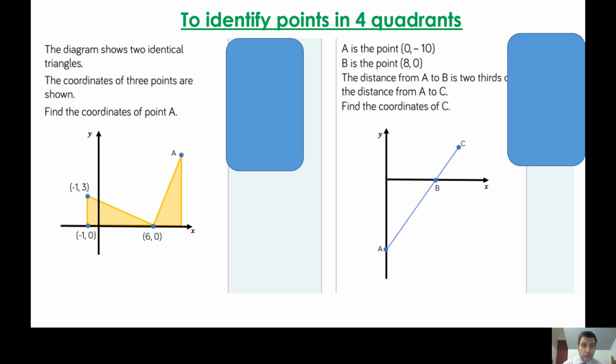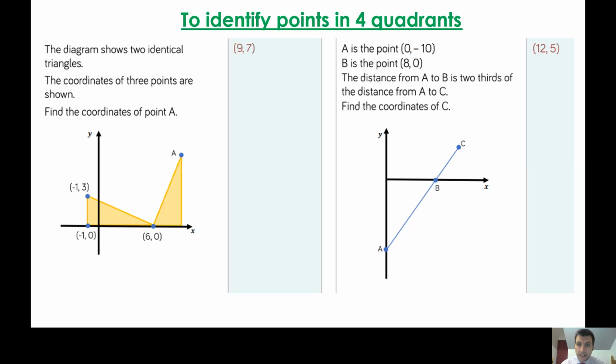So if we see the diagram's got 2 identical triangles, the coordinates of 3 points are shown, so we can hopefully see there that we've worked through that it's 9, 7. Hopefully you got that. Maybe you found it more challenging. The information for the second one was split up. Well, we've got the idea that A to B is 2/3 of the way from A to C, and therefore we need to go an extra third from B to C to find out where C would be. And if we've worked that through, we can hopefully identify that it's 12, 5. Okay, so an additional 4 to the 8 and an additional 5 along from the 0 for the value of the y point.